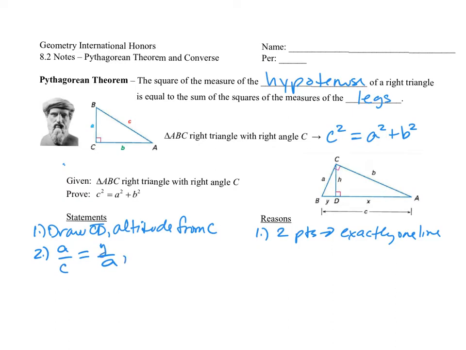Also, our other leg, B, is also a geometric mean. The measure of the other leg is a geometric mean between the entire hypotenuse and the piece that it touches. So we'll write it like this: B is the geometric mean between the entire hypotenuse C and the piece of the hypotenuse that B touches. We will justify that with the geometric mean leg theorem that we have discussed recently in class.